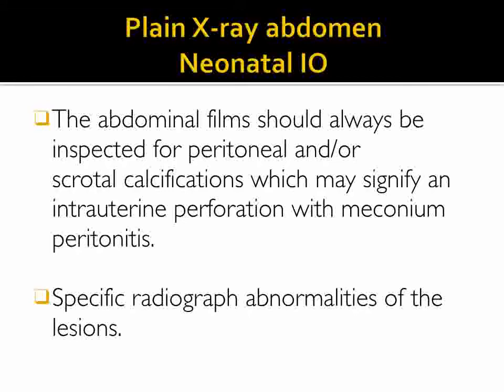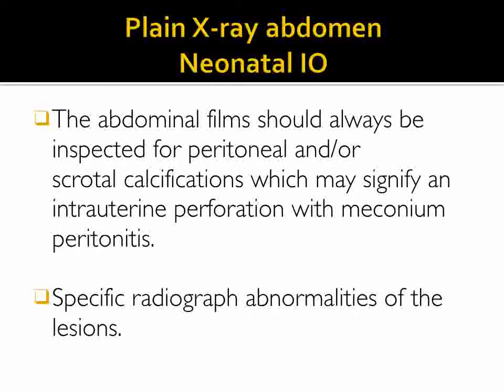Okay, specific radiographic abnormalities of the lesion. Some lesions may have specific radiographic abnormalities, for example, meconium ileus. In meconium ileus, you will find something called a ground glass appearance, and there is no air fluid level. You will find multiple dilated loops because meconium ileus is an obstruction of the distal ileum. So there will be multiple dilated loops, but there are no air fluid levels at all.